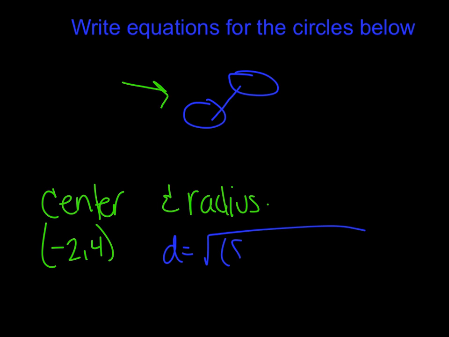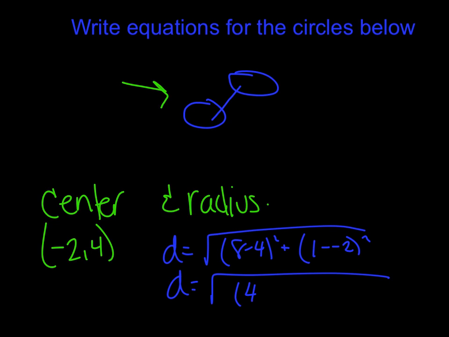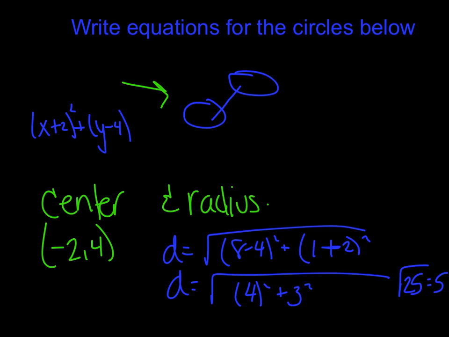So I'm going to say change in y plus the change in x, 1 minus negative 2 squared. So that gives me 4 squared. That turns into a 3, so plus 3 squared. What is that? 16 plus 9. So I get the square root of 25, which of course is just 5. So that formula for my larger circle is going to be x plus 2 squared plus y minus 4 squared equals 5. Piece of cake. Alright, you've got the smaller circle.